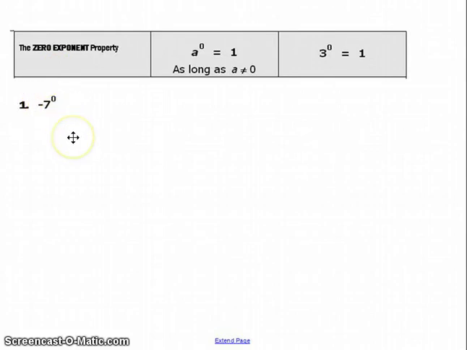Negative 7 to the 0 power. Well, remember, exponents only apply to what they're next to. So that 7 becomes 1. So I've got negative 1. So the answer is negative 1 this time. The 0 did not apply to the negative sign, so it's negative 1.